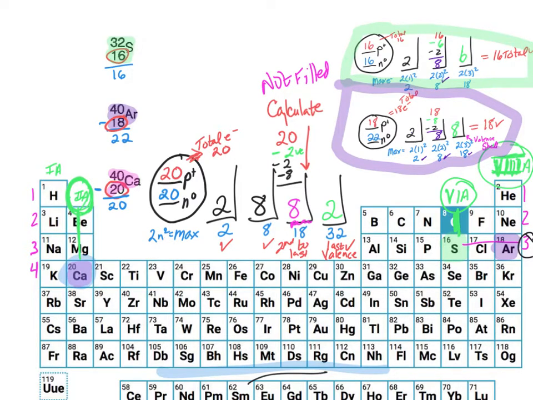So let's make sure that we have a total of 20 electrons now. We have 2 plus 8 plus 8 plus 2, and that is 20. So we are done. And that is calcium 40.